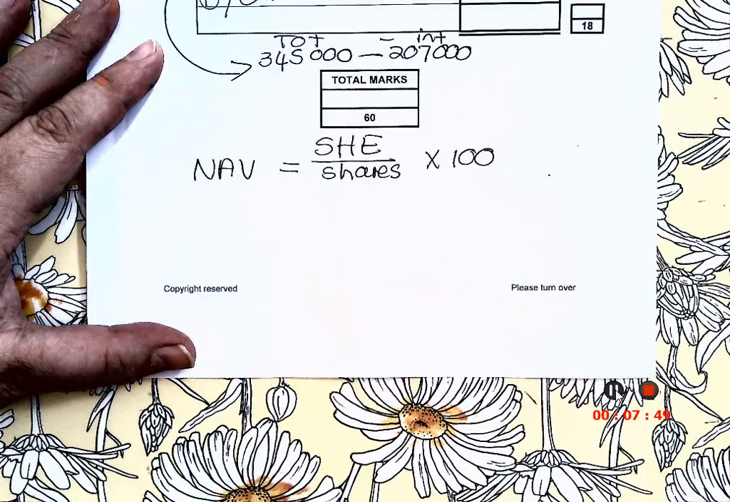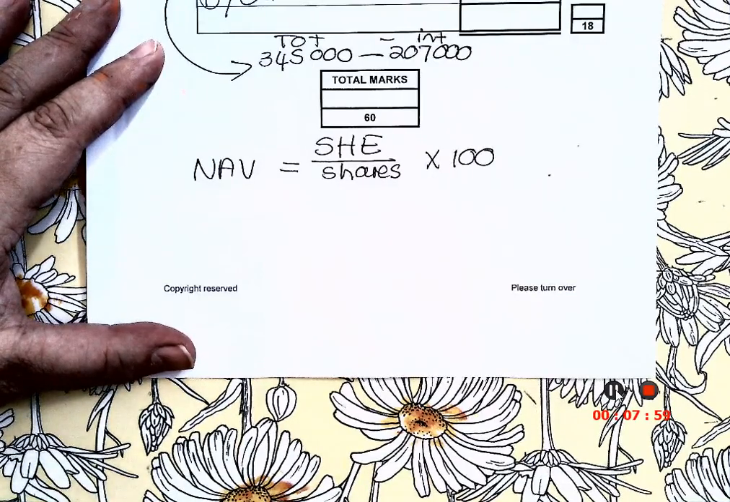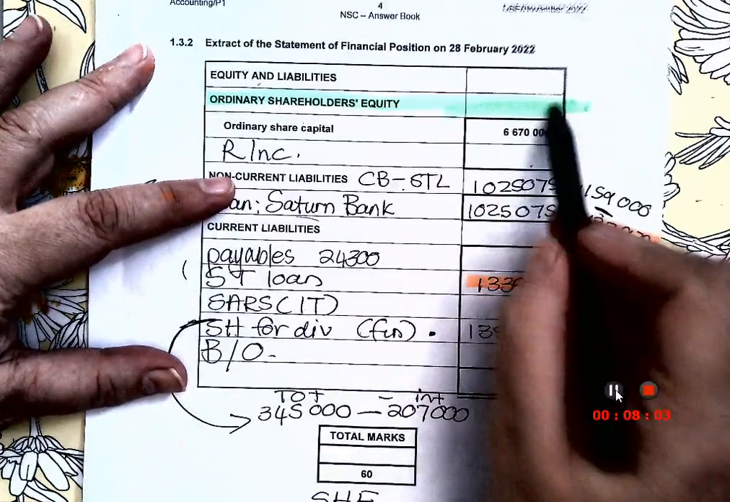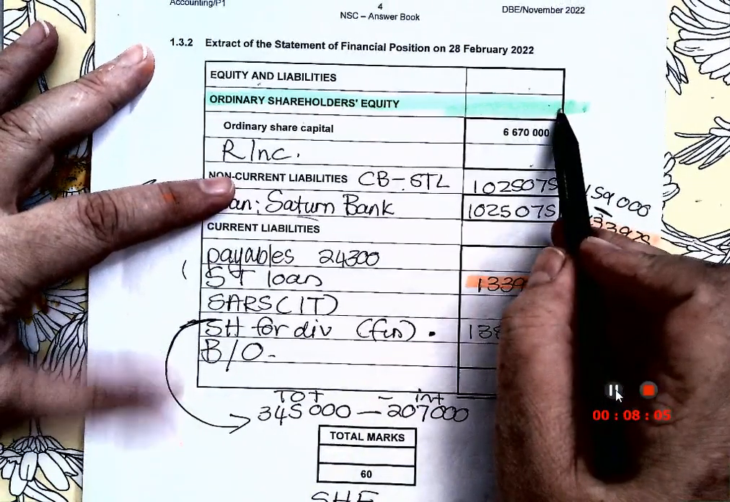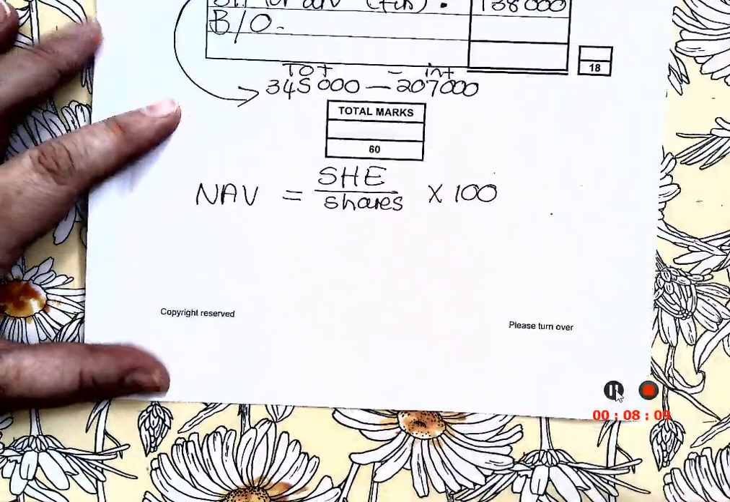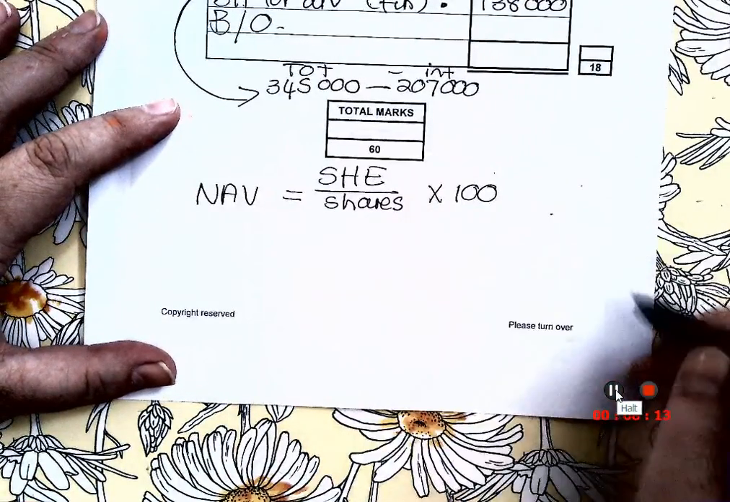This is what we say is the intrinsic value or the internal value of the share in the company. In other words, they literally go, look, what is your ordinary share capital and retained income total? You divide it by the shares and you say, this is how much your share is worth at this stage.